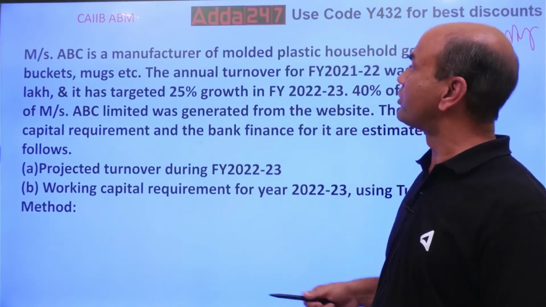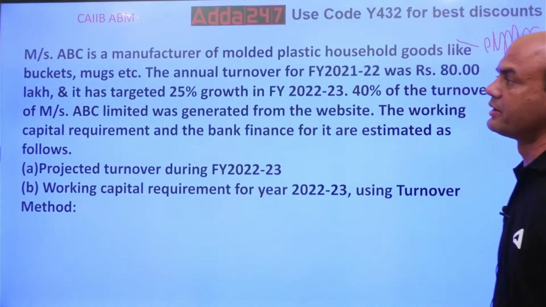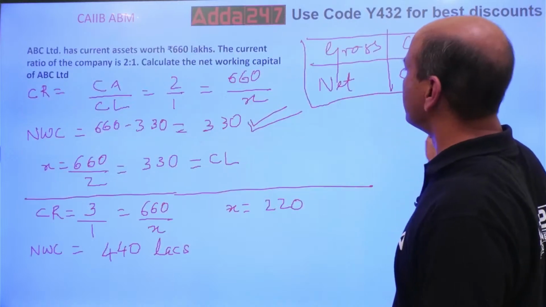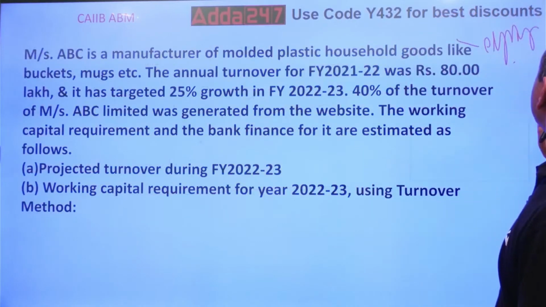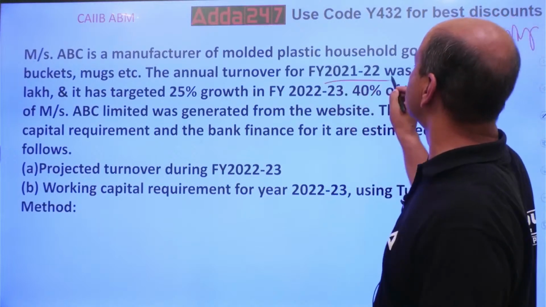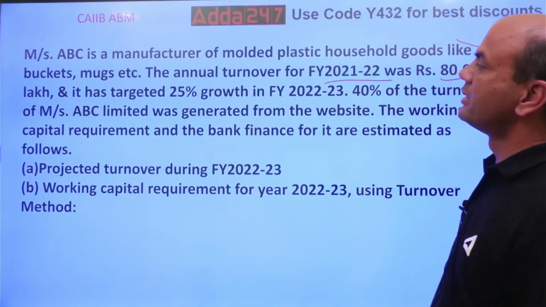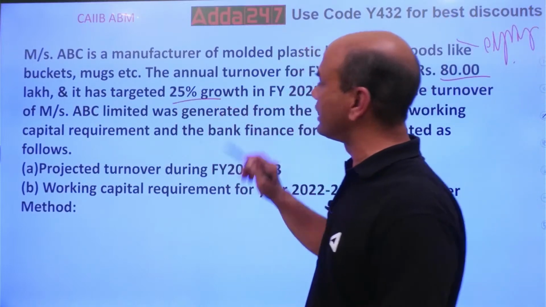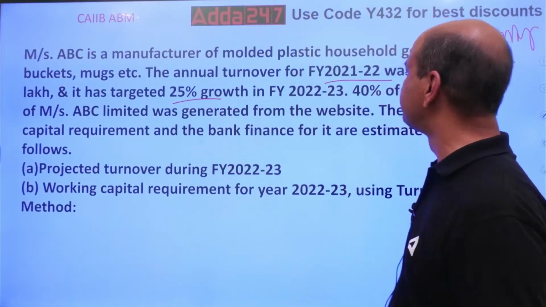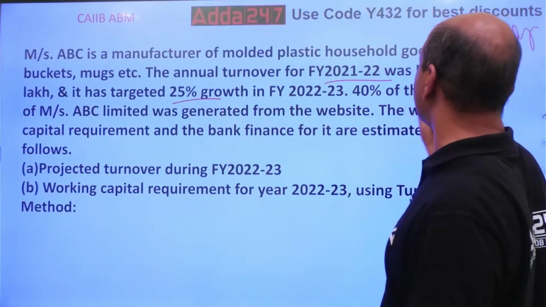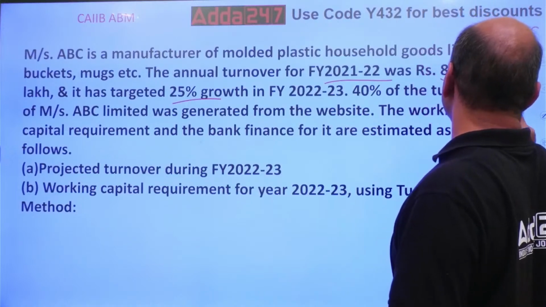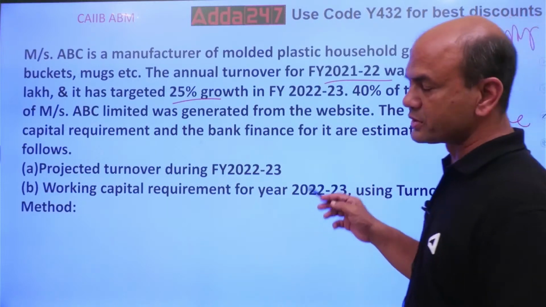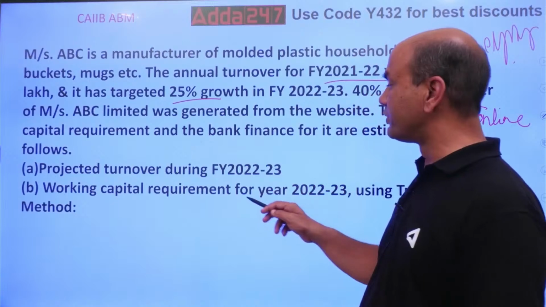ABC is a manufacturer of molded plastic household goods like buckets, mugs, etc. The annual turnover of FY 21-22 given this year was 80 lakhs. And it has targeted 25% growth. So next year they are targeting 25%. 40% of the turnover is through online. So this is online payment. Now you have to calculate two things. One is projected turnover and second one is working capital requirement.